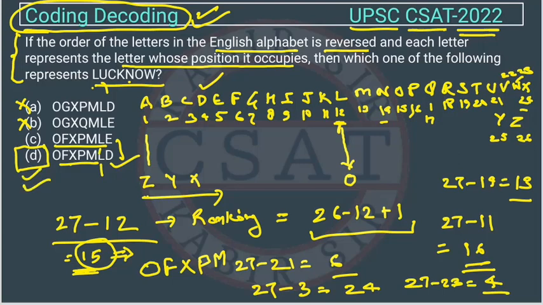So I hope you guys got it. There are two ways to solve it. One is, the question is saying that the alphabet is written in reverse order, right? So whatever the number is coming, on which position which letter is coming, you have to find it. So L is at position 12 in the normal alphabet, right? So when we reverse it, what letter will come at position 12? So this is the question, right? For each letter we have to find it out, and this is the new code, OFXPMLD. So this is our answer.